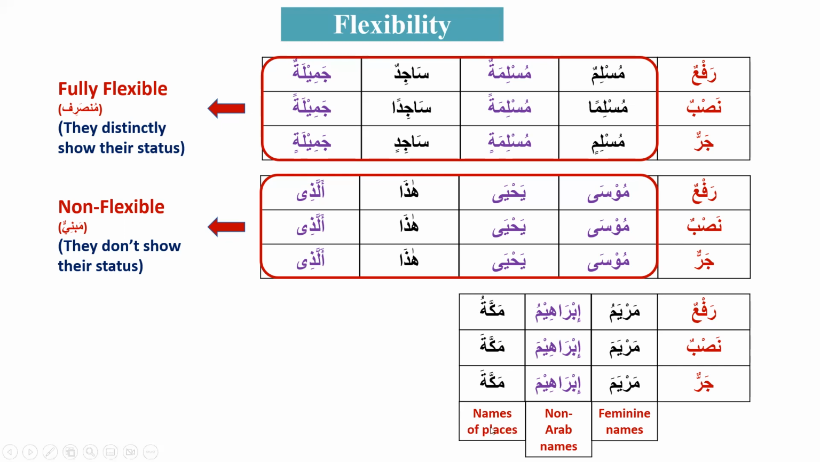So names of places. So far, we have just focused on names: all feminine names, non-Arab names, and names of places. So they're always light and they don't take kasra when they are in their jar status. All right, let's move to the fourth one.